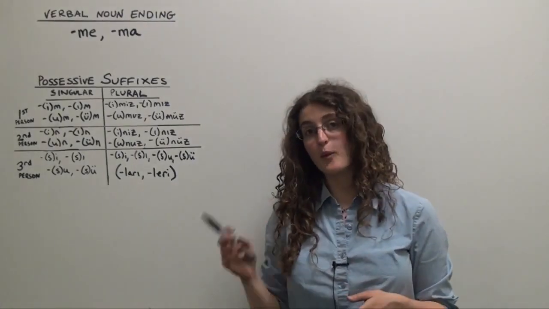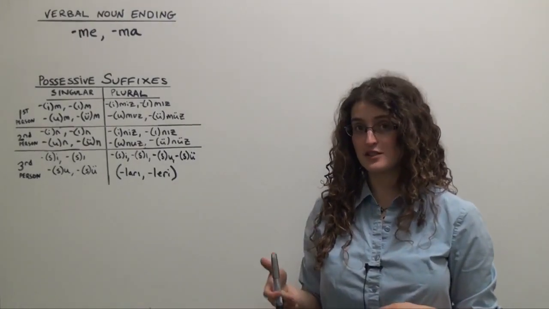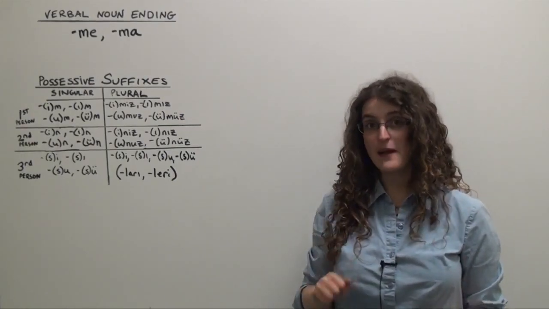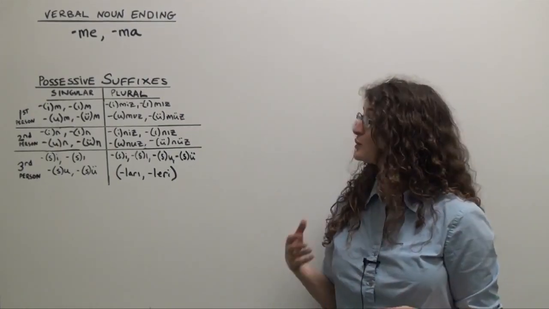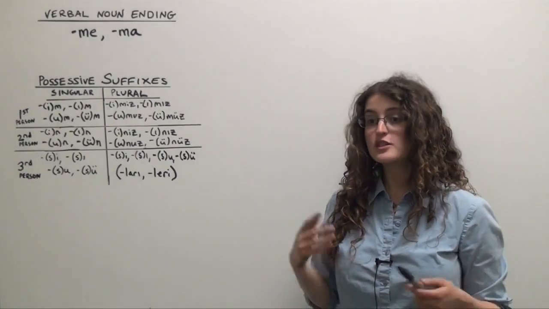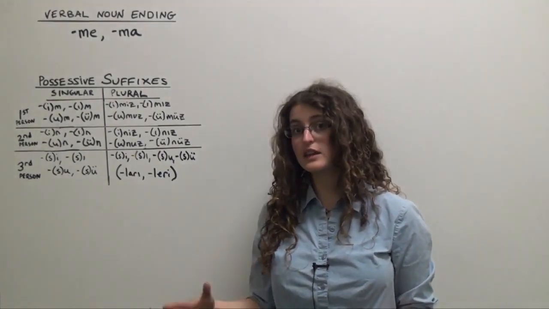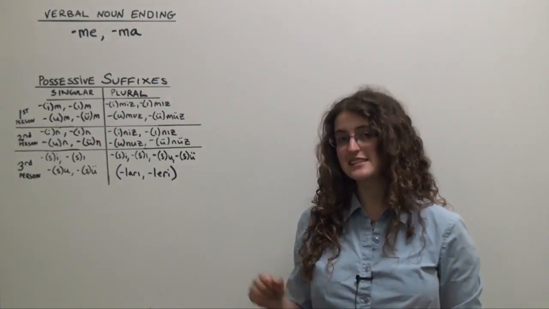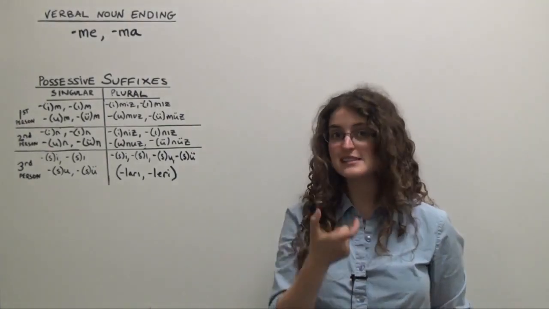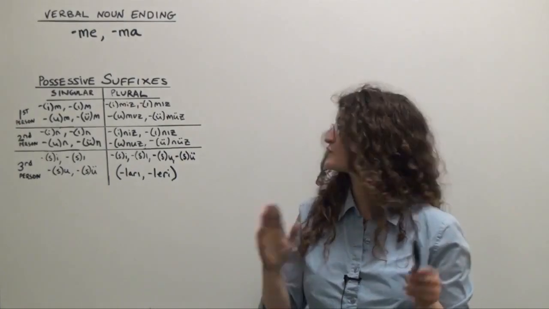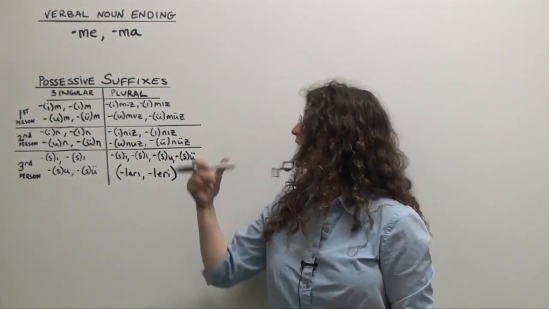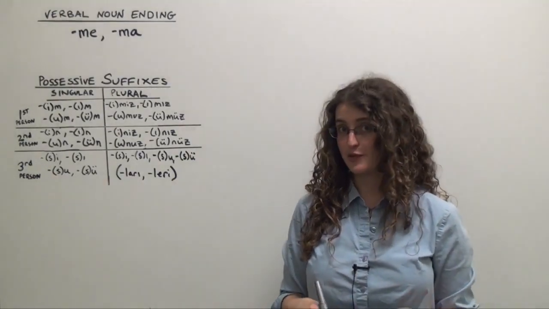Now we're going to talk about one way to form verbal nouns in Turkish. To form a verbal noun, you just take a verb stem and add a verbal noun ending to it to create a noun that's the equivalent of the English gerund. So, for example, in the sentence, "his dancing is terrible," dancing is the equivalent of a Turkish verbal noun. Now we're going to look at how to make them and how to add possessive suffixes to them.